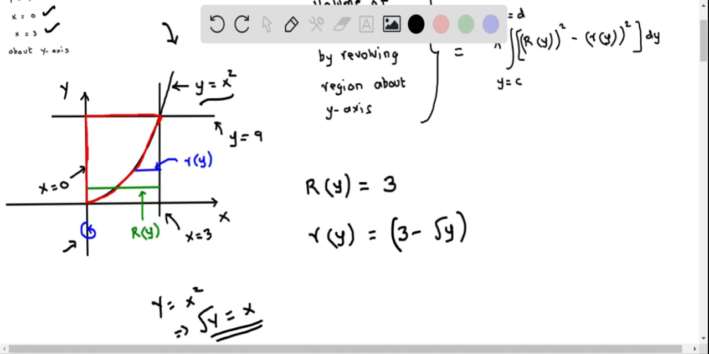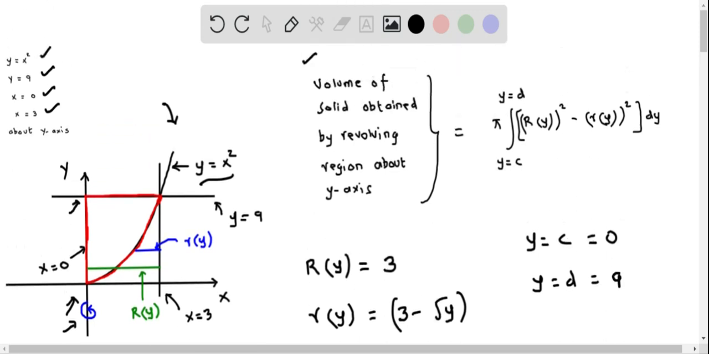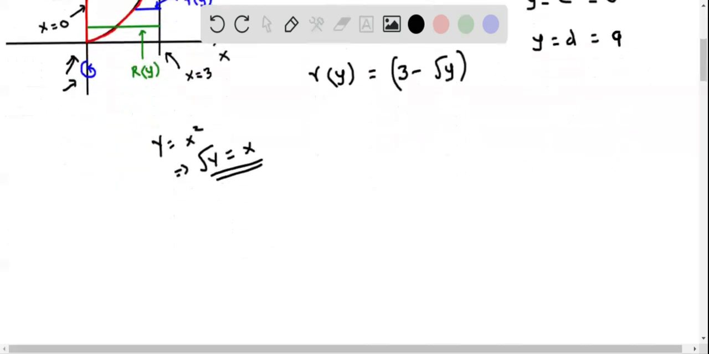Now let's identify the limits, that is y equals c, which here is y equals 0, so c equals 0. Now y equals d, the upper limit, is represented by y equals 9, so the top one is 9, therefore d equals 9. So we can put these values into the formula to determine the volume of the solid.